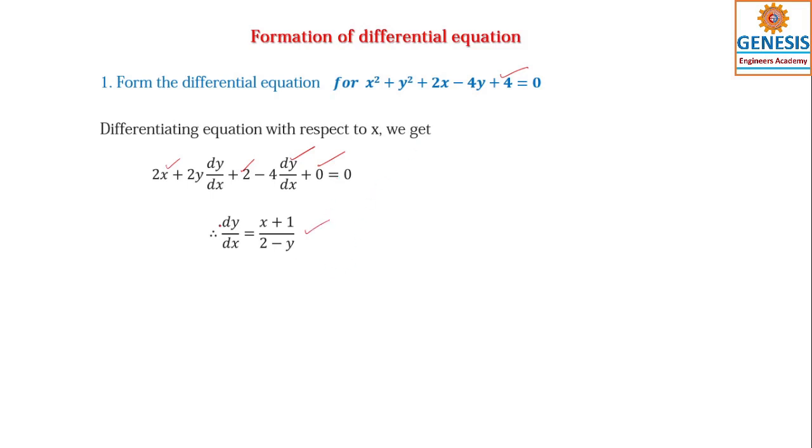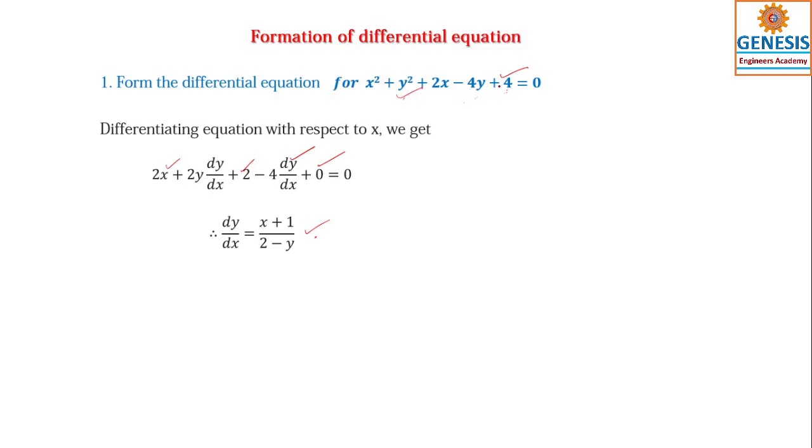Sometimes it can be shown like this: (2 minus y) dy minus (x plus 1) dx is equal to 0. That is also a differential equation. In this way we form the differential equation, and this is the general solution. Since it contains an unknown constant, it is called a general solution.